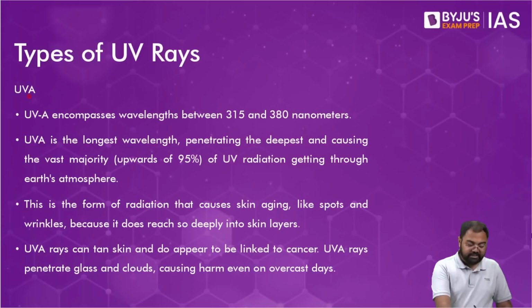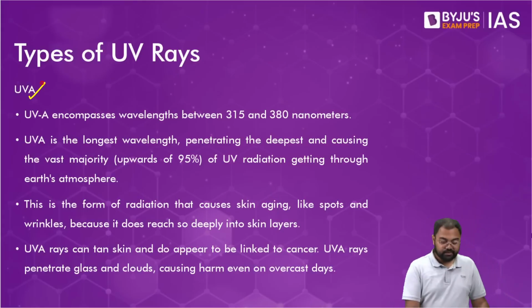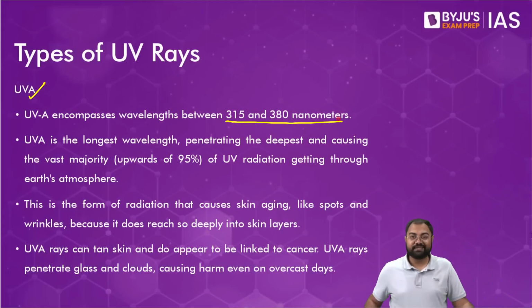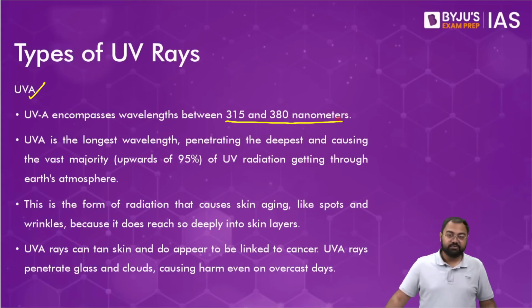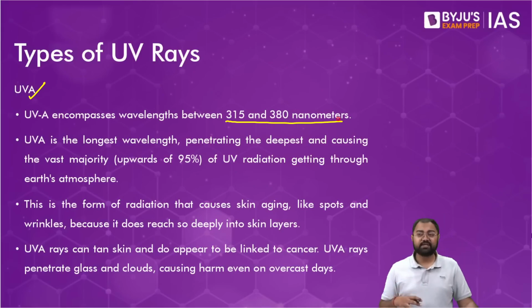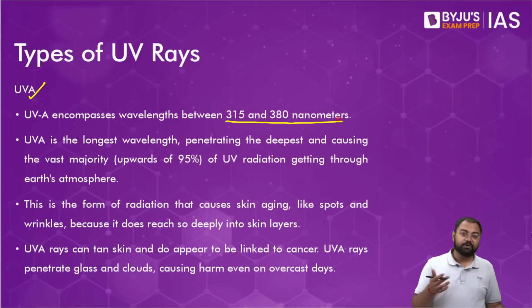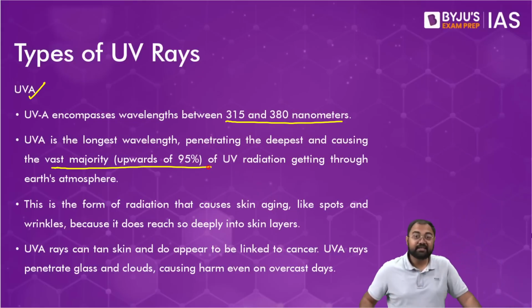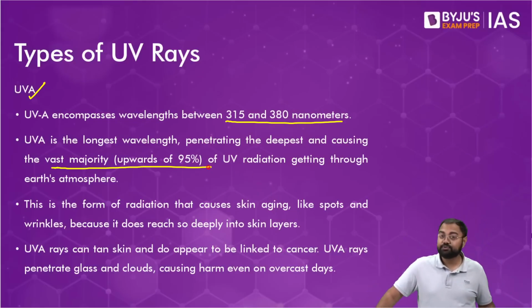Now, coming to ultraviolet A, ultraviolet A is generally between 315 to up to 380 nanometers. Obviously, it has the longest wavelength, and that's why its energy is the lowest, and that's why it is not going to be as harmful as UVB. But almost 95% of ultraviolet A is able to penetrate through the ozone layer and reach the surface of the earth.